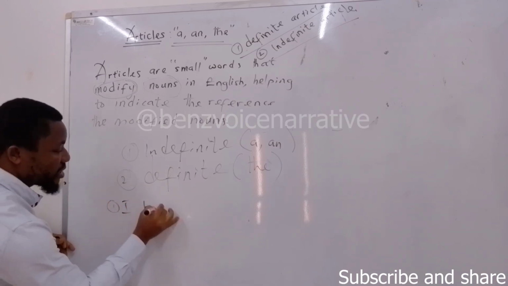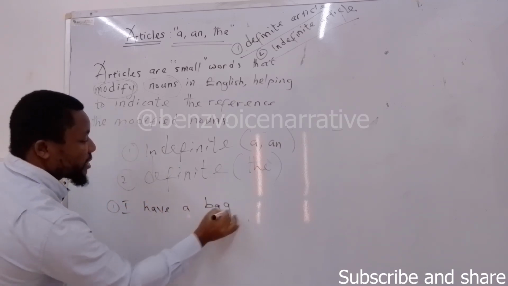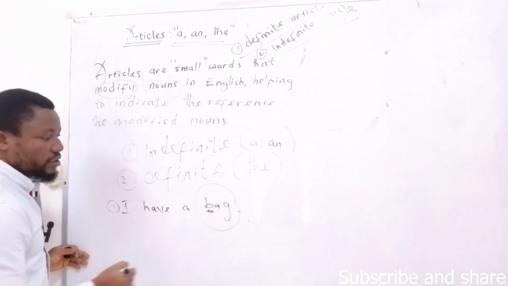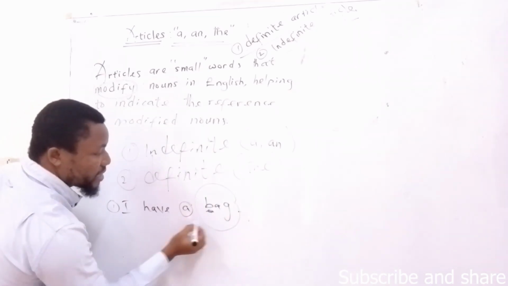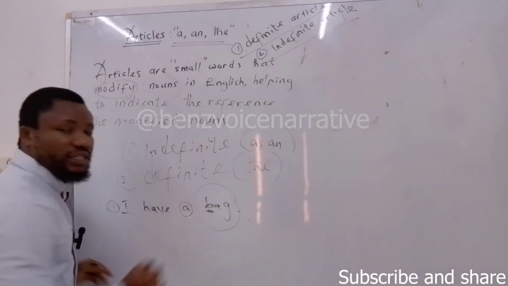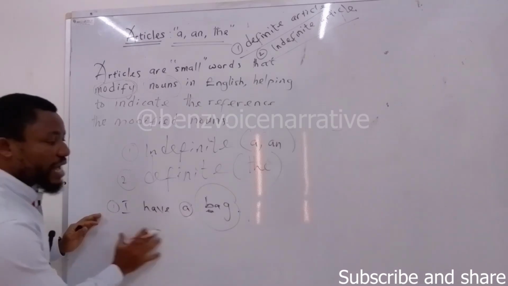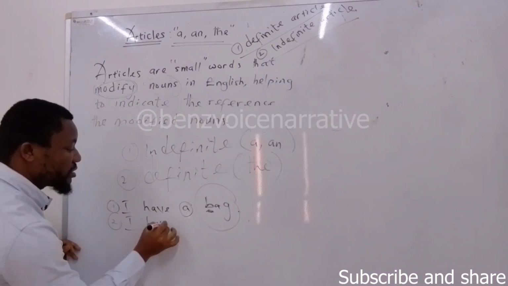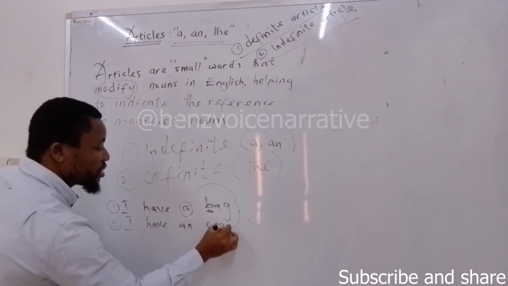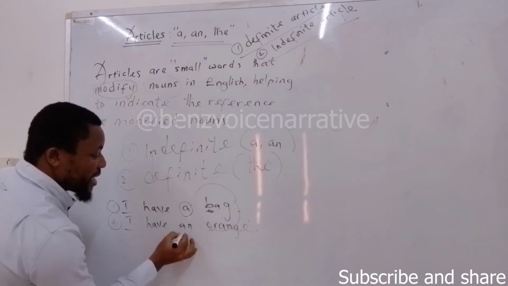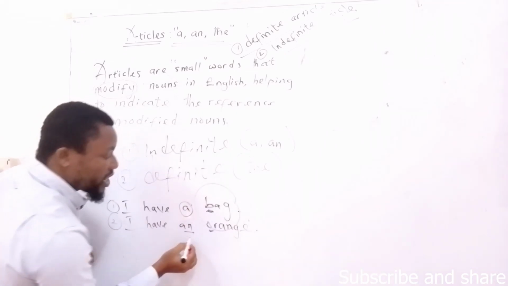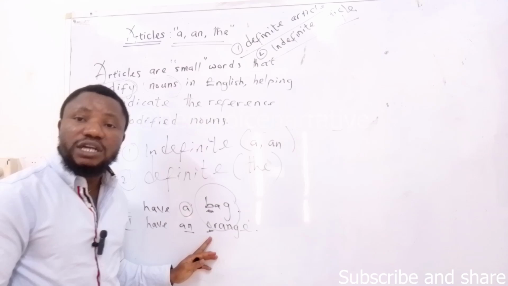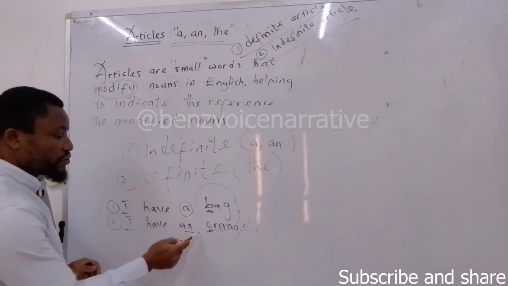I have a bag. Bag is the noun. It begins with a consonant sound. So a comes before bag because bag begins with a consonant sound. So this is how this operates. And then we have two. I have an orange. An orange. Why do we have an before orange? Orange here begins with a vowel sound o. So this is how this works.